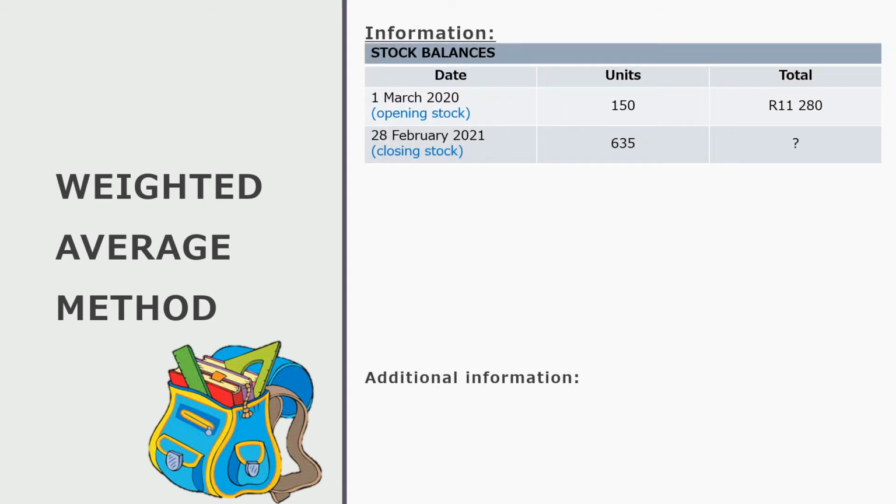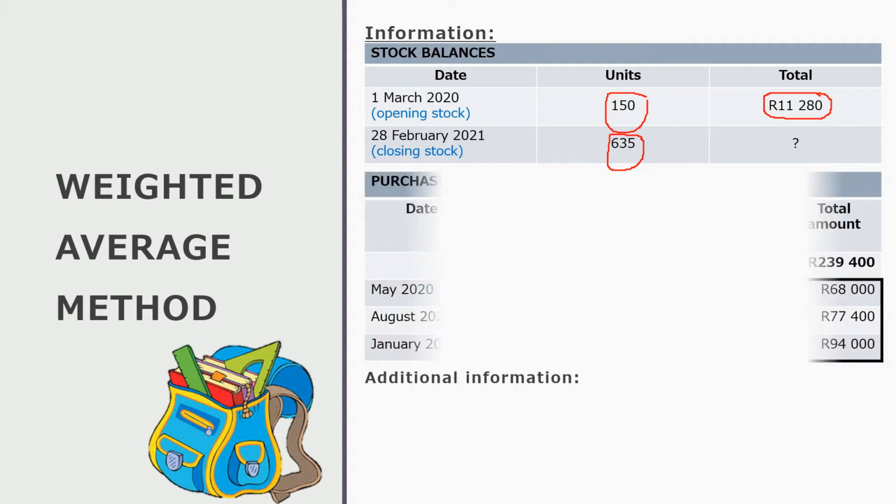Okay, so what information are we given now? On the 1st of March 2020, this would be the opening stock, the stock on hand at the beginning of our financial year. There was 150 units in stock, and the value of that stock was 11,280. At the end of the financial year, on the 28th of February, we are told that there's 635 items in stock, stock on hand. This was obviously determined through a physical count.